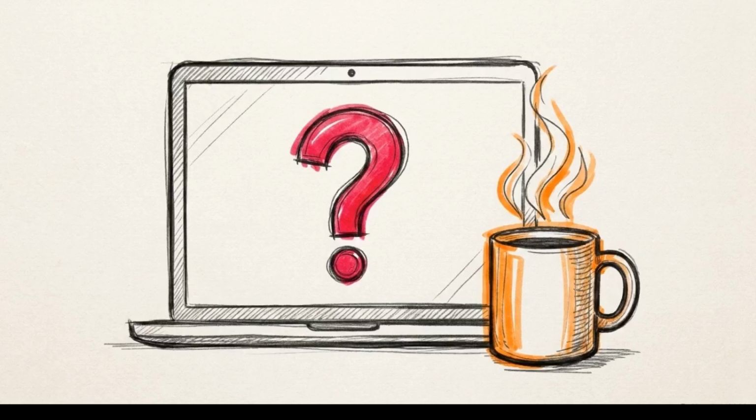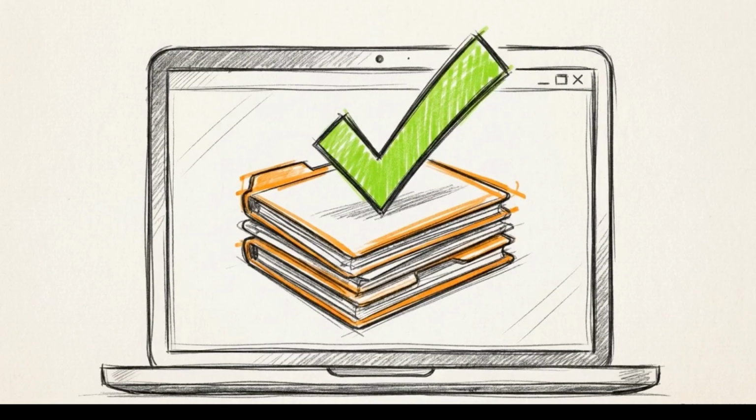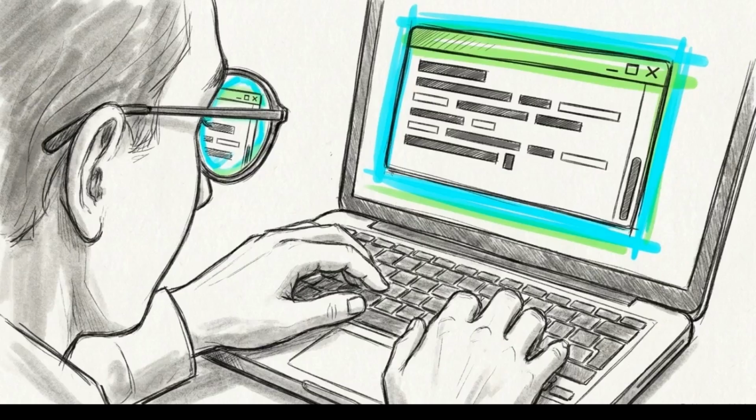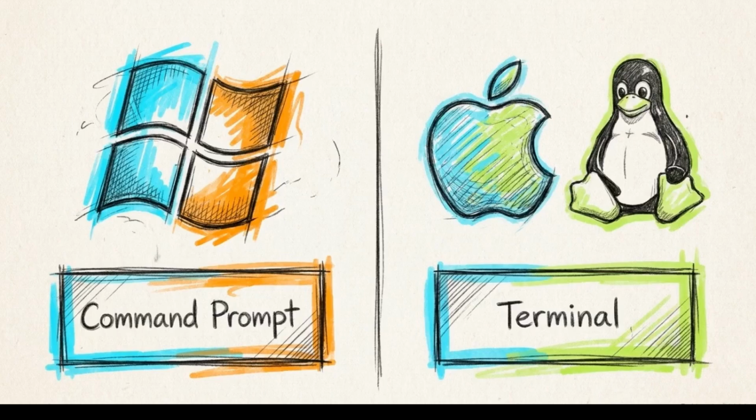Step 1 is checking if your computer already has Java installed. There is no need to download new files if your system is already set up. To check this, you need to open your computer's command line interface. If you are on Windows, open the command prompt. If you are on a Mac or using Linux, open your terminal.